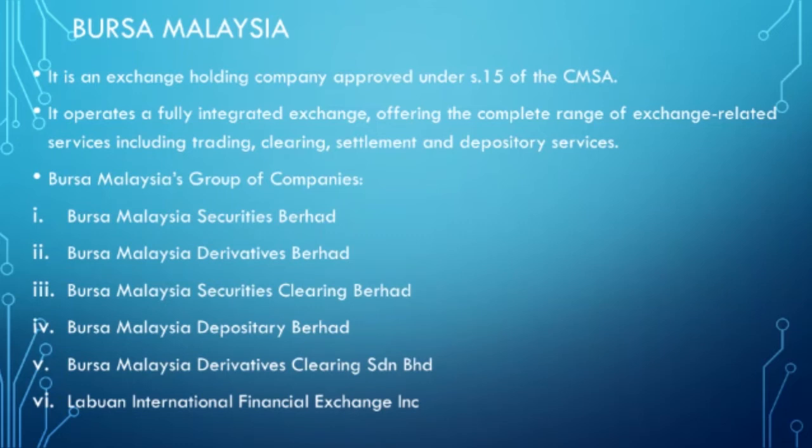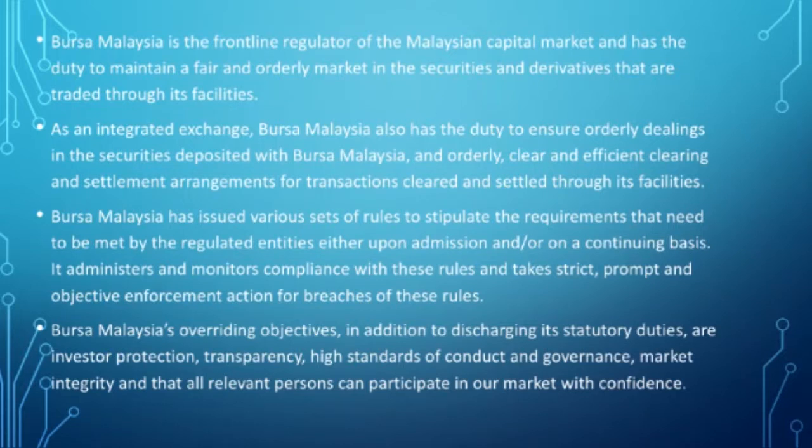Bursa Malaysia's group of companies consists of Bursa Malaysia Securities Berhad, Bursa Malaysia Derivatives Berhad, Bursa Malaysia Securities Clearing Berhad, Bursa Malaysia Depository Berhad, Bursa Malaysia Derivatives Clearing SDN BHD and Labuan International Financial Exchange Incorporated. Bursa Malaysia is the frontline regulator of the Malaysian capital market and has the duty to maintain a fair and orderly market in the securities and derivatives that are traded through its facilities.